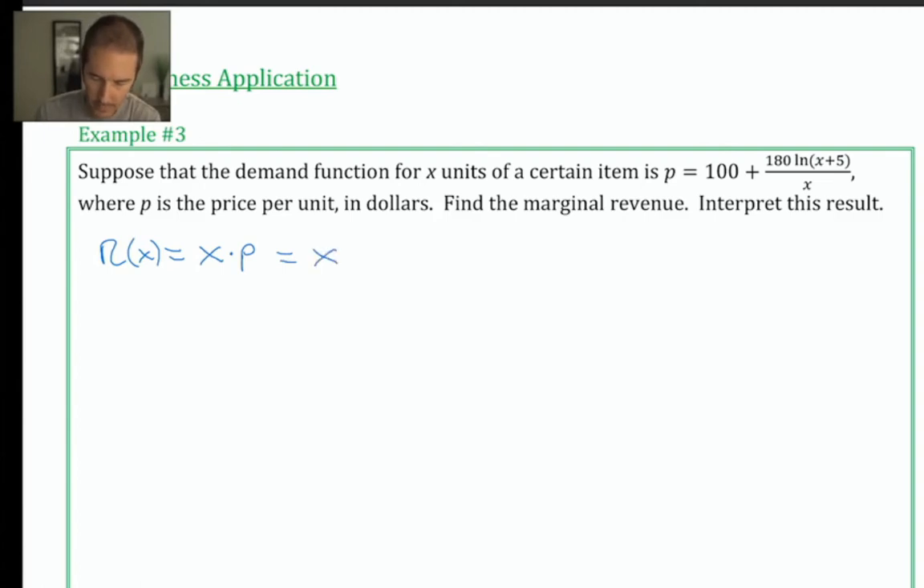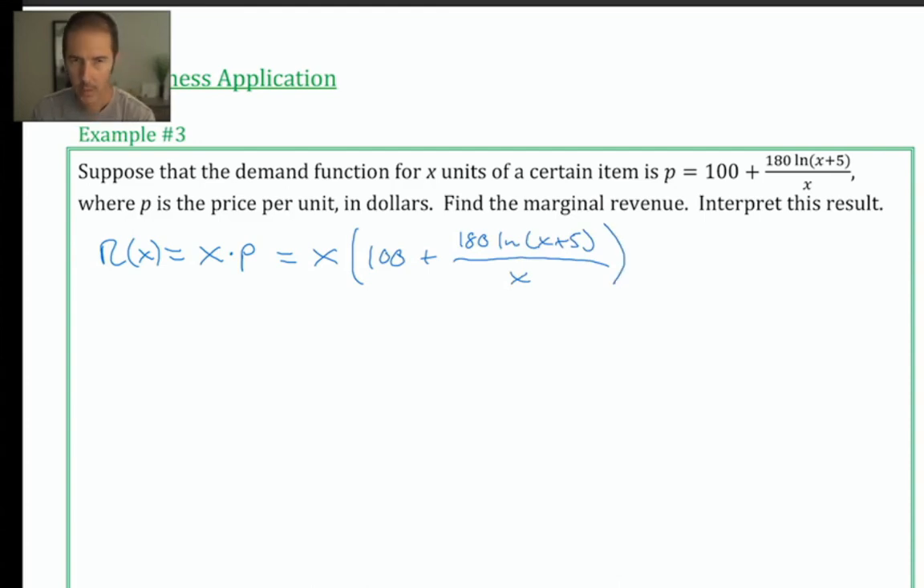So we have x times 100 plus 180 natural log of x plus 5, and that's all being divided by x. So this is our revenue function, and we want to find the marginal revenue function. And as you'll recall, we've mentioned this a few times, that marginal is a key word that's telling us to take the first derivative. It's the rate of change of, in this case, revenue.